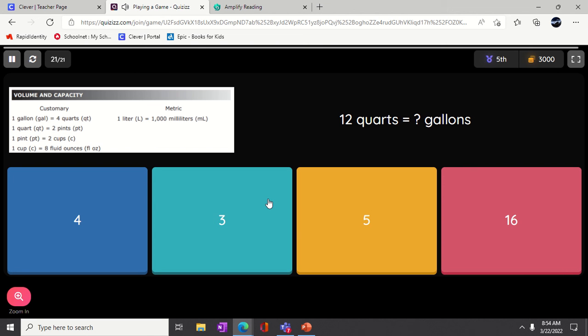12 quarts equals how many gallons? How many quarts are in a gallon in that chart? 4. So what are we doing to solve this problem? 12 divided by 4? Yep. Okay, I finally got something right at least.